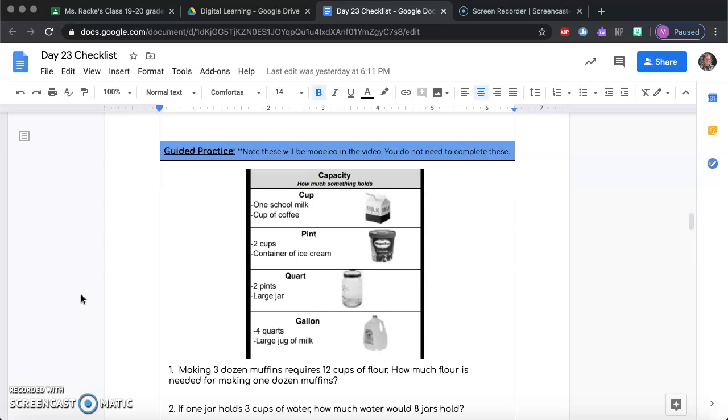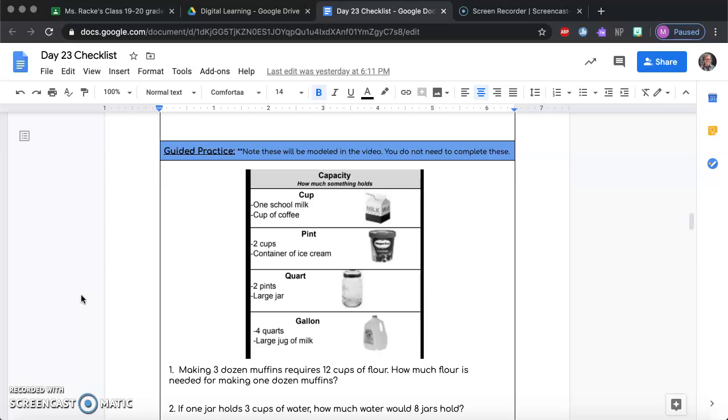So a cup is like a cup of coffee or 1 school milk. A pint is 2 cups, and it's like a container of ice cream. So the smaller containers of ice cream, there's a Haagen-Dazs there, or Ben & Jerry's ice cream, that's a pint. A quart is 2 pints or a large jar. So it looks like they're showing a jar of possibly spaghetti sauce. A gallon is 4 quarts, and it is a large jug of milk. So you can get a gallon of milk, maybe a gallon of lemonade, gallon of sweet tea. So those are the measurements of capacity that we will be working with.